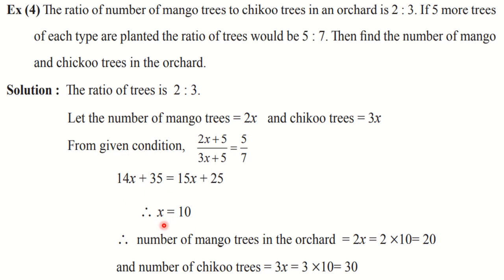But you don't have to stop here, because you have to find out the number of mango trees and chiku trees. So see here, we have to find the value of 2x and 3x. Therefore, the number of mango trees in the orchard is 2x, that is 2 into 10 is equal to 20, and the number of chiku trees is 3x, that is 3 into 10 is equal to 30. So this way we are going to solve the problems.